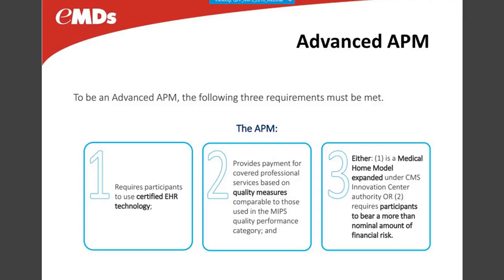So because each APM is different, all the details of the APM that's possibly under review for a clinician or that a clinician is already participating in need to be understood to make sure that that APM truly does qualify them to be an exemption from participating in MIPS. If the clinician would rather participate in an advanced APM than participate in the MIPS program.